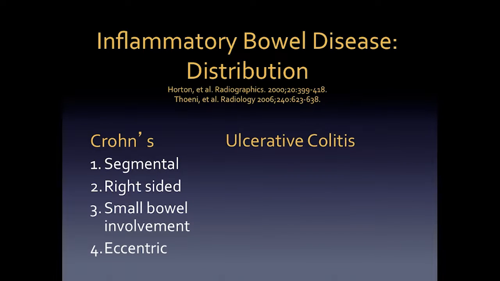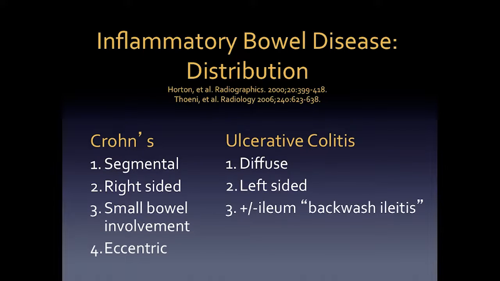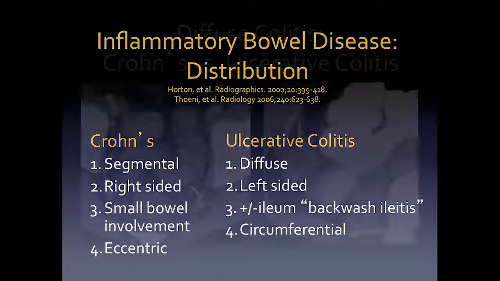By contrast, ulcerative colitis is sort of the opposite in all of these distribution points. Distribution tends to be diffuse rather than segmental. It's predominantly left-sided, starting with continuous retrograde progression from the rectum. We should not see small bowel involvement unless there's a little bit of terminal ileal involvement due to backwash ileitis, and it tends to involve bowel loops circumferentially rather than eccentrically.